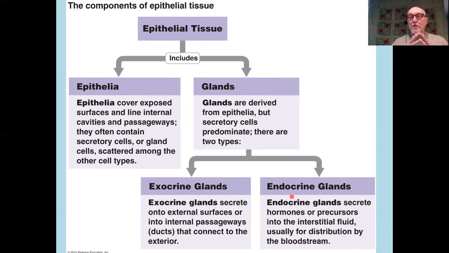They release the products of the secretory cells into the fluid surrounding the cell. That's what we call the interstitial fluid. It's the fluid which bathes all of our cells and our organs. And the hormones, the products of these endocrine glands, are secreted into that and are taken up by the blood to be conducted around the body.